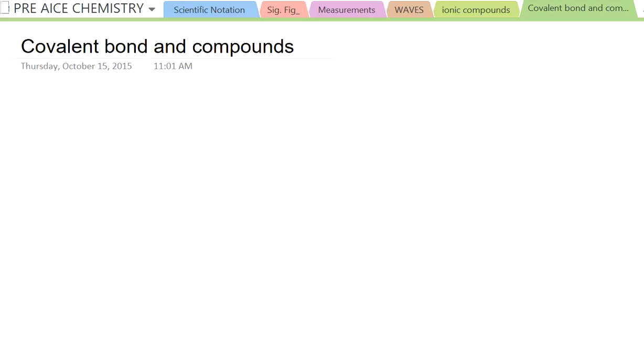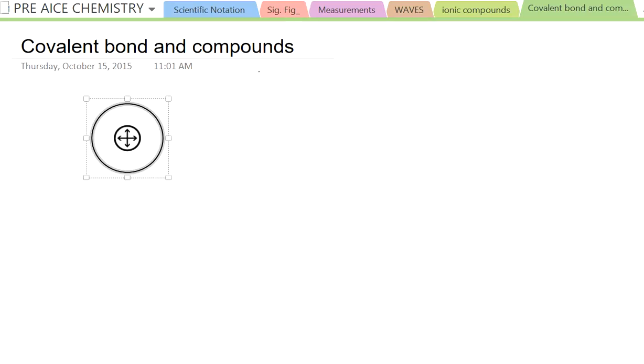Okay, let's review what we talked about on covalent compounds. When we are talking about covalent compounds, we are talking about compounds that form molecules, small molecules like water, for example. And we saw how these compounds can be made by the combination of two different atoms.